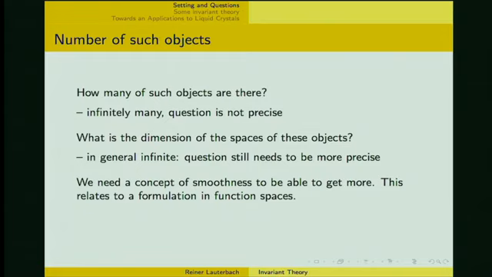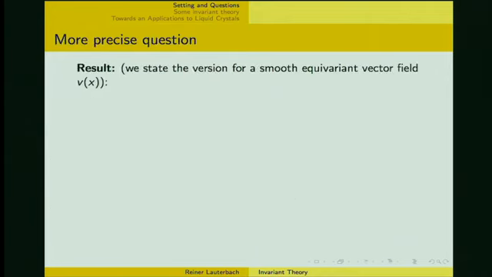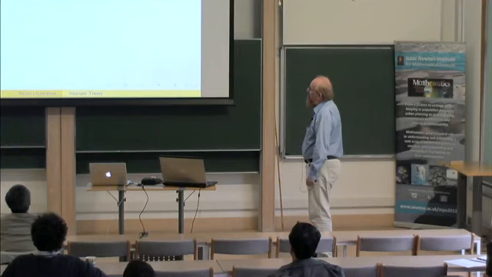So what I do need is a notion of smoothness, and this also needs, in principle, a formulation in function spaces, as we have seen in the talk by John Ball earlier this week. So this would be the appropriate setting here. I assume all objects are C infinity, and one general result is the following.